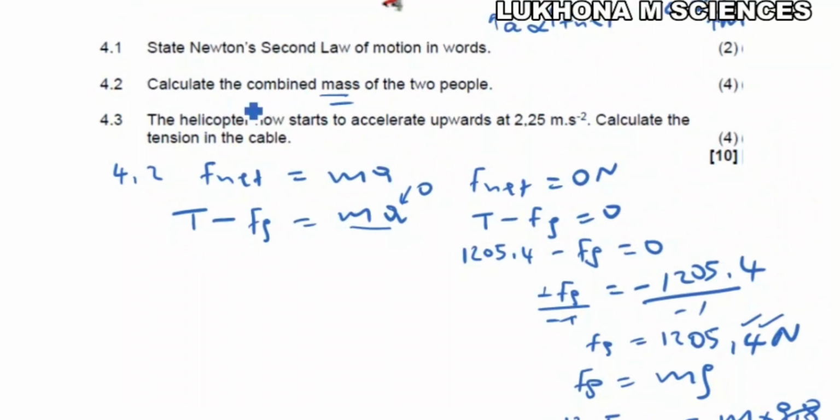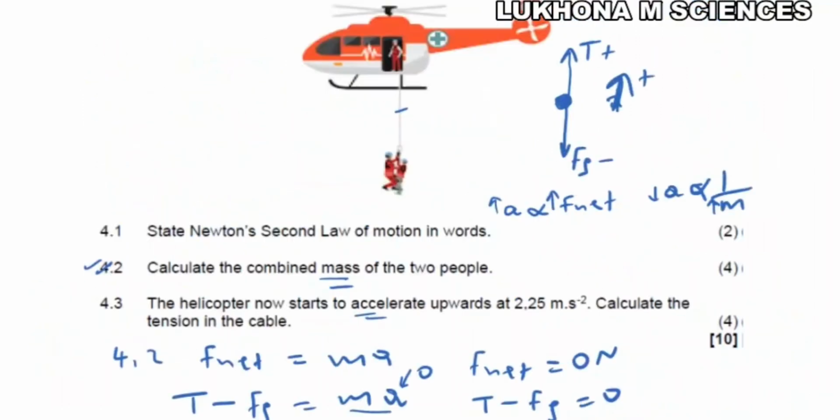Now they say the helicopter starts to accelerate, which means the acceleration is not equal to 0. Acceleration is 2.25 meters per square second upwards. Calculate the tension, which means we are going to have a new tension, but the free body diagram is the same. Tension is positive, Fg is negative.